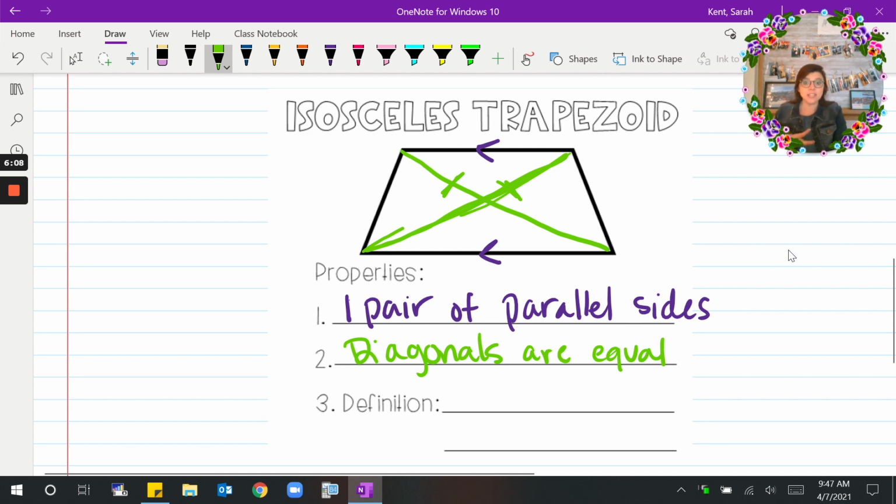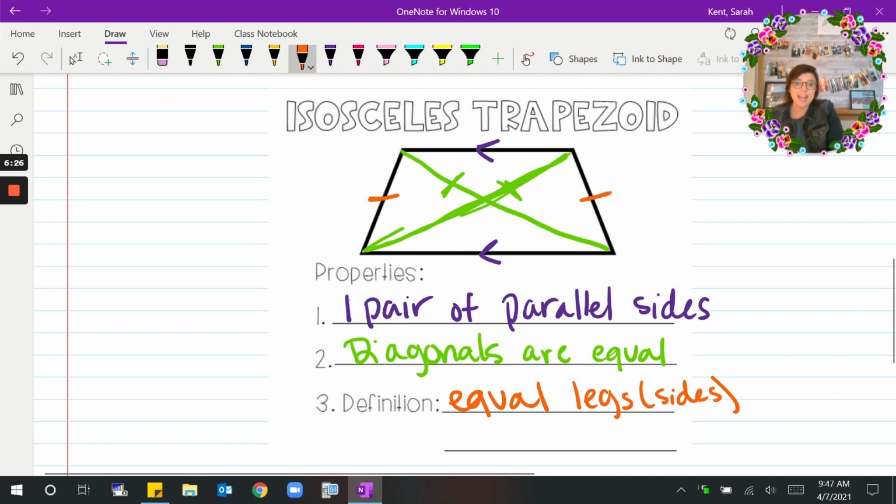And then our definition of an isosceles trapezoid is that it's going to have equal legs or sides. So this equals this, and it's going to have equal base angles. So that means that the angle at the bottom is equal to the other angle at the bottom. The angle at the top is equal to the other angle at the top.